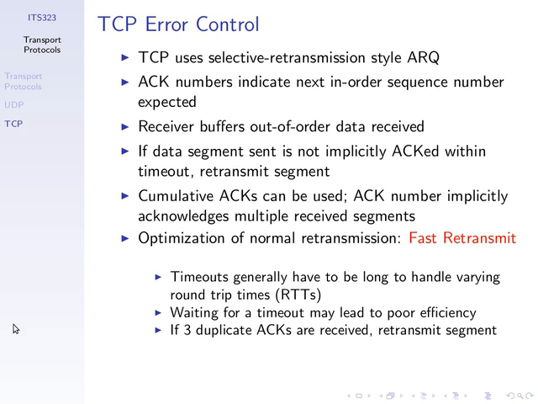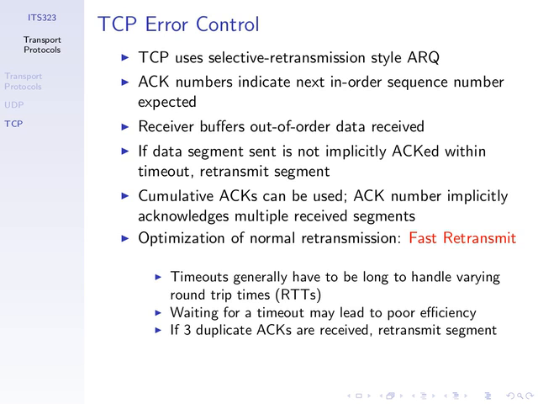So that's the ideal case where all the data gets to the destination. Let's look at a simple case of what happens if some of the data doesn't get to the destination, if we lose some data. How does TCP implement error control? TCP uses a selective retransmission ARQ scheme.